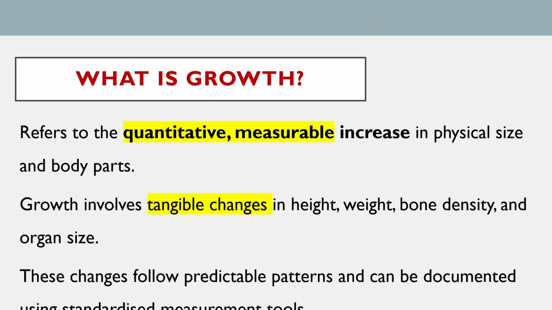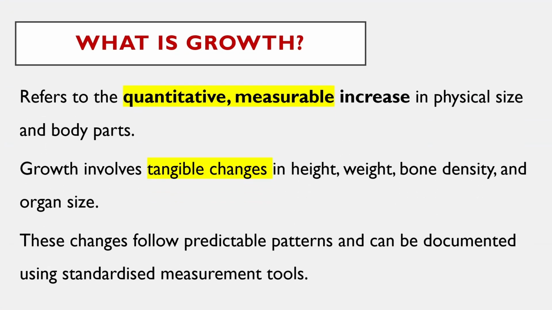To begin with the concept of growth, it refers to the quantitative measurable increase in physical size and body parts. ये tangible changes होते हैं, for example height, weight, bone density and organ size. These changes follow predictable patterns and can be documented using standardized measurement tools. For example, हम बच्चों का growth chart height नापते हैं on the wall. If you remember the scale we use to mark the height of a child growing.